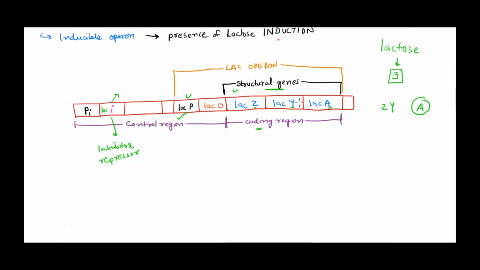So this structural genes is the part where the coding region lies, and the rest of the part is actually involved in controlling the expression of these genes. So this is the control region. Once again, as I tell you the mechanism, the whole thing will become crystal clear. Now let me just write down what each of these means so it becomes easy for us.